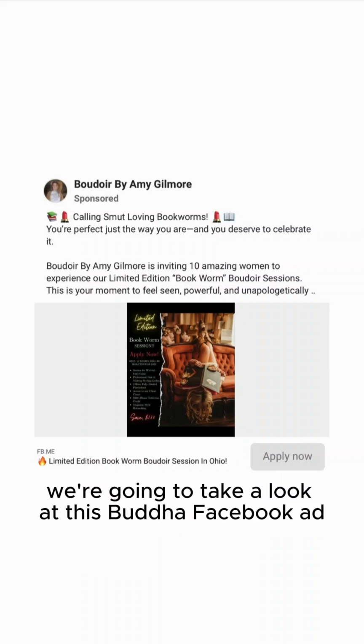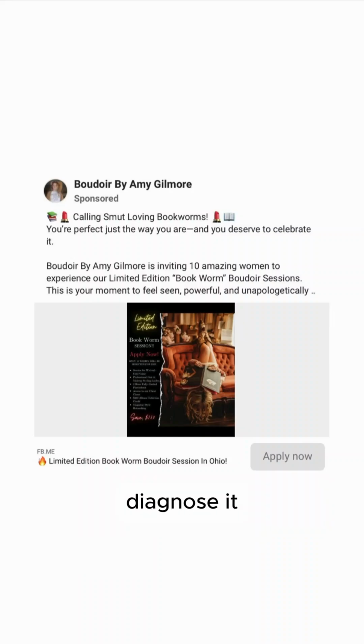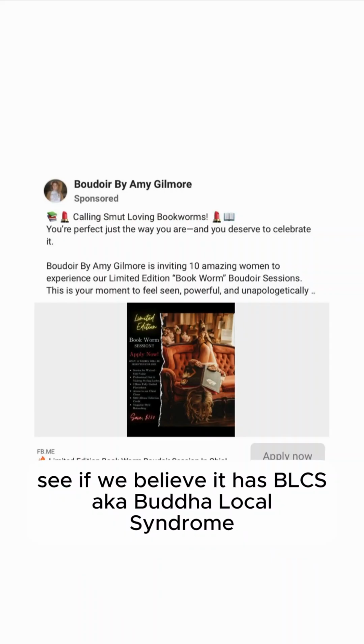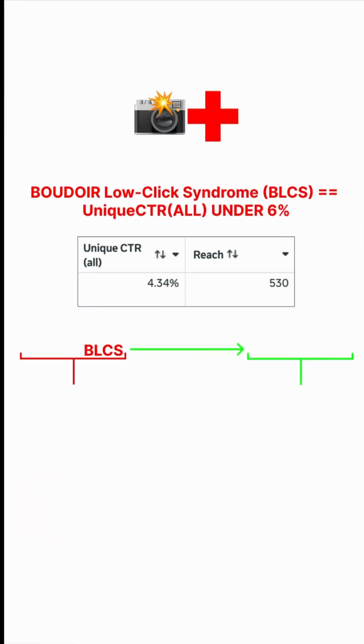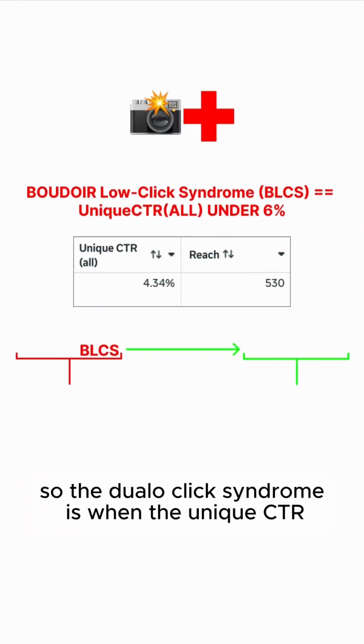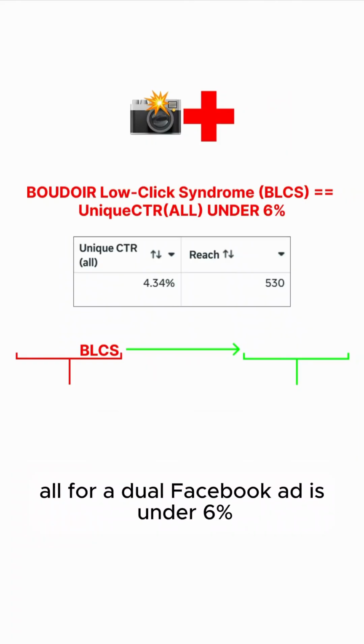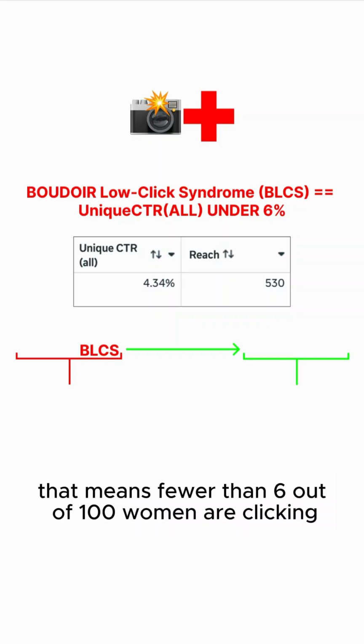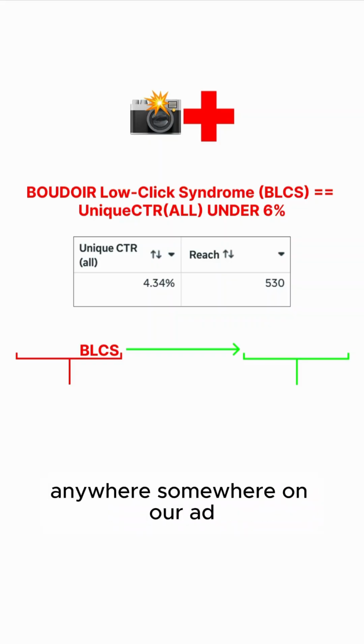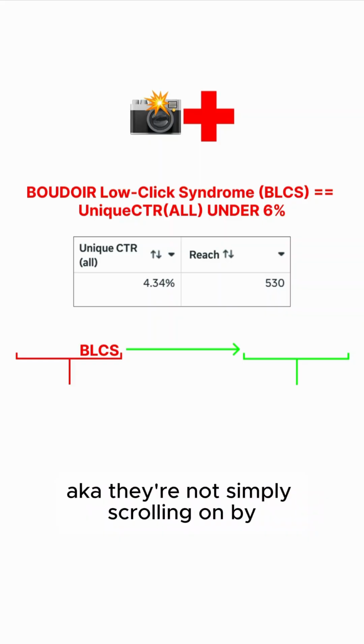All right, we're going to take a look at this Boudoir Facebook ad, diagnose it, see if we believe it has BLCS, aka Boudoir low click syndrome. So Boudoir low click syndrome is when the unique CTR all for a Boudoir Facebook ad is under 6%. That means fewer than 6 out of 100 women are clicking somewhere on our ad, aka they're not simply scrolling on by.